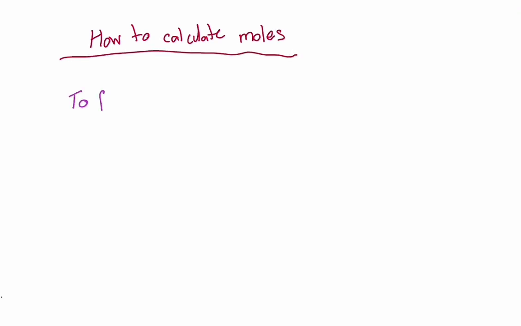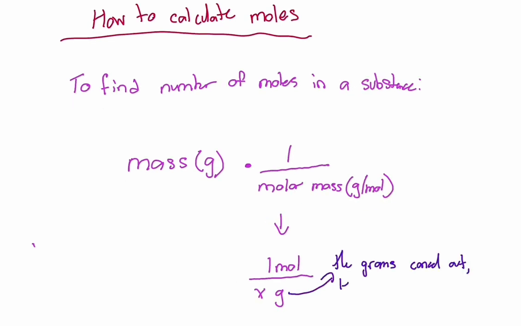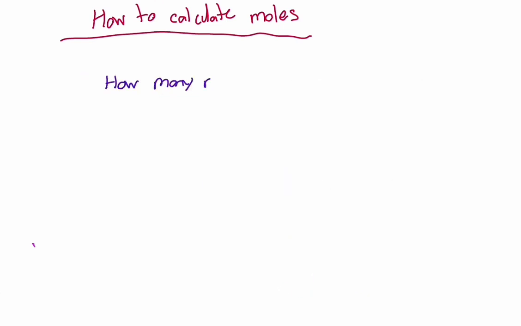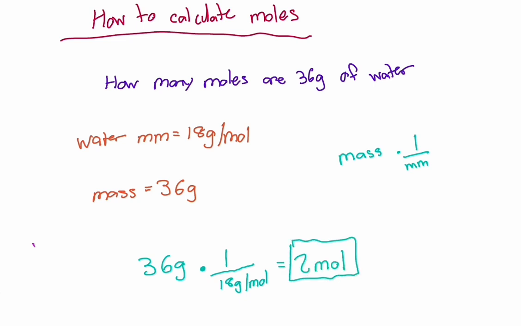Let's go through a simple calculation. To find the number of moles in a substance, we use the formula mass times 1 over the molar mass, or mass divided by molar mass. In our first example, if you have 36 grams of water, and we know water's molar mass is 18 grams per mole, you would divide the mass, 36 grams, by the molar mass, 18 grams per mole, and be left with 2 moles of water.